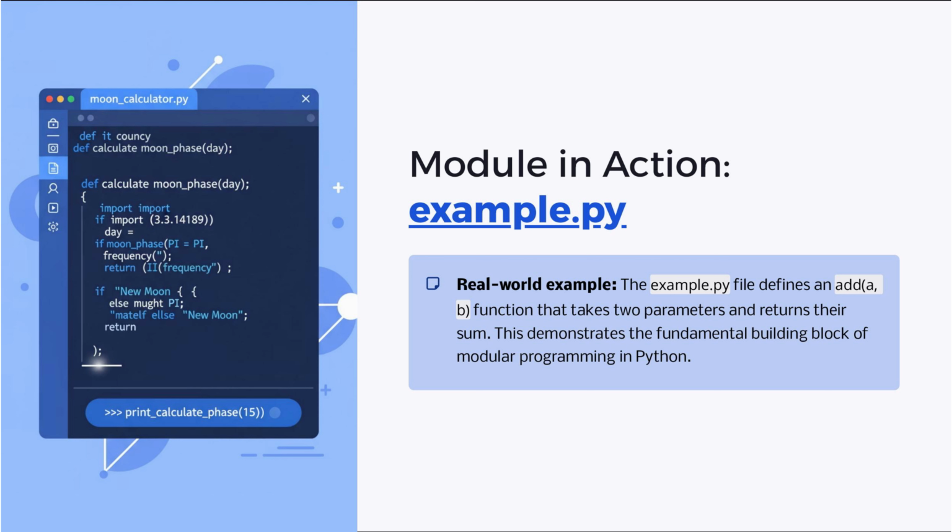The example.py file illustrates modular programming by defining an add(a, b) function. This function takes two parameters and returns their sum, showcasing how modules encapsulate functionality. Such modular design enhances code reusability and maintainability, forming the backbone of efficient Python programming.